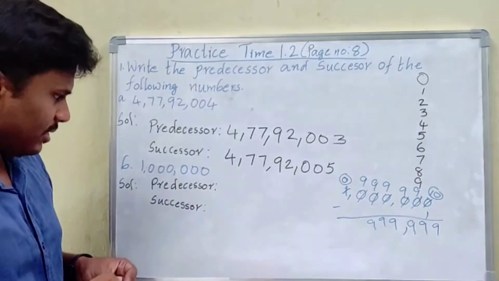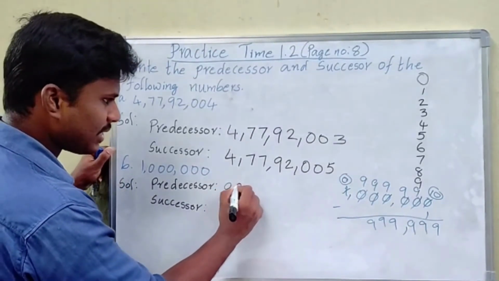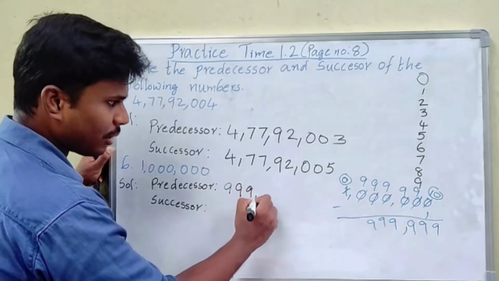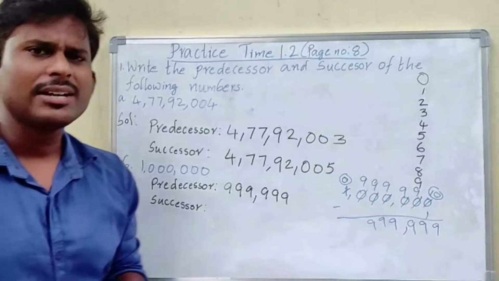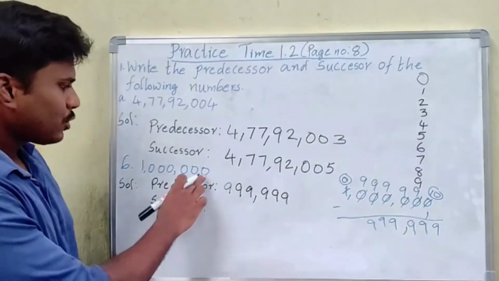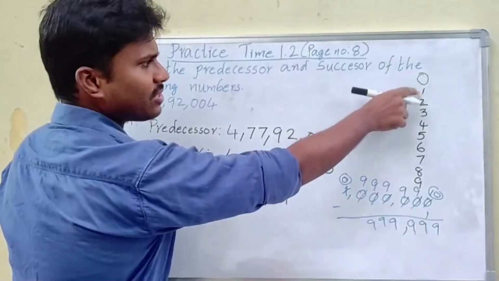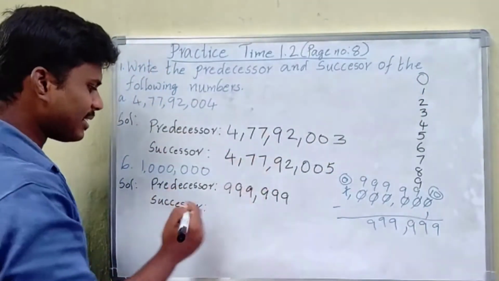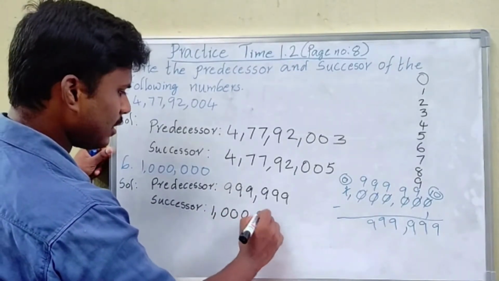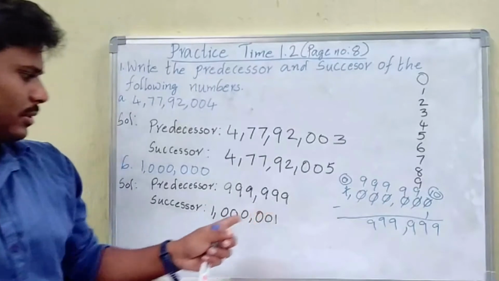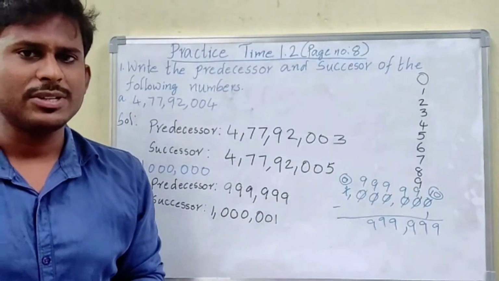Okay, now let us write the predecessor. What the predecessor is? 999,999. So what is the successor? Successor means what? Plus 1. So in the ones place we have 0, and what is the next digit after 0? 1. So directly let us write 1, remaining all same. So 1,000,000 and 1. There is nothing here. So answer is 1,000,001. Let us go for the next bit.